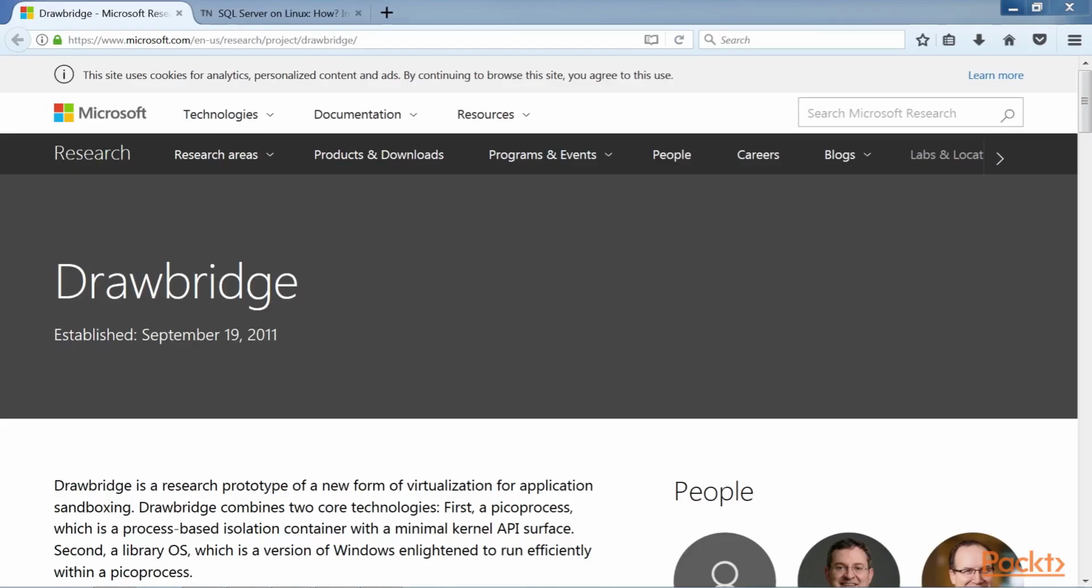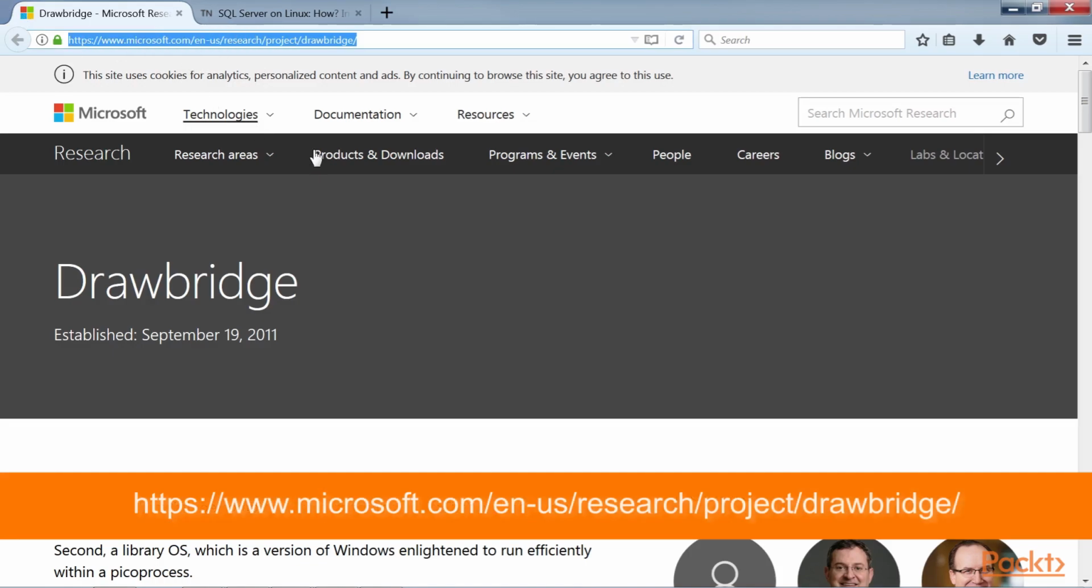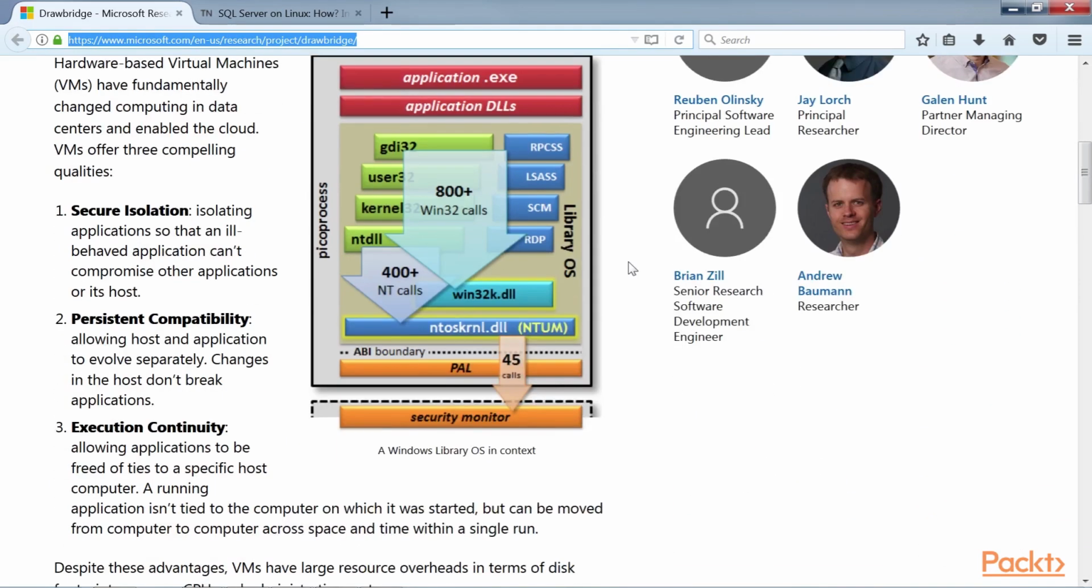Project Drawbridge is a Microsoft research project that was created to minimize virtualization resources when a host runs many VMs on the same physical machine. The technical explanation goes beyond the scope of this course, so you can read about it more on this website. Drawbridge brings us to the solution of the problem.